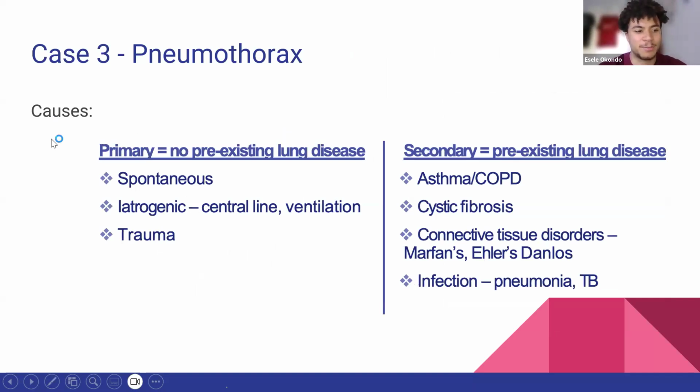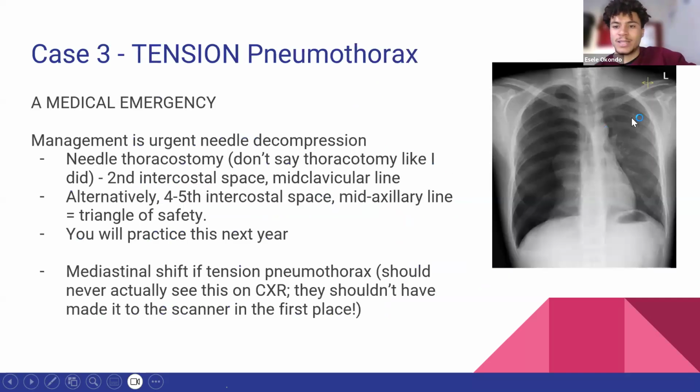Again, on examination, your most important thing will be tracheal deviation, so always remember that in your assessment. That will be your barn door pneumothorax presentation if you have that tracheal deviation. If primary with no existing lung disease, maybe as a result of trauma, it might be iatrogenic, so as a result of central line or ventilation. And secondary causes, if you have pre-existing lung disease, connective tissue disease, infection, these can all be causes of the pneumothorax. Here's your tension pneumothorax chest X-ray.